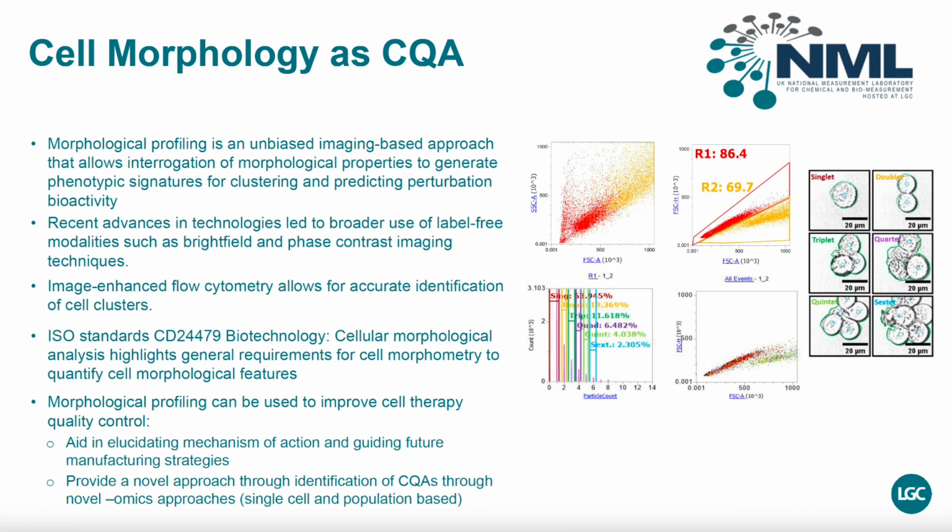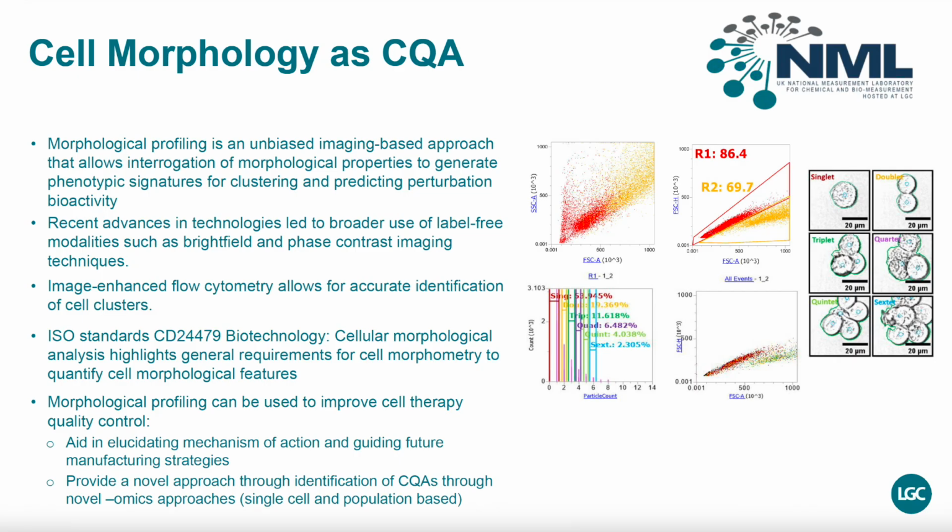And in the last few years, there's a lot of recent technological advances that have enabled broader use of label-free imaging modalities such as bright field and phase contrast. All these techniques allow us to observe the cells in their native state without the need for fluorescent markers or dyes, which can sometimes interfere with cell function or viability, for example. So one of the most exciting developments is the integration of image-based flow cytometry that combines bright field imaging with traditional flow cytometry. So this allows us to accurately identify different cell clusters and cell populations that enhances our ability to detect outliers or stressed cells.